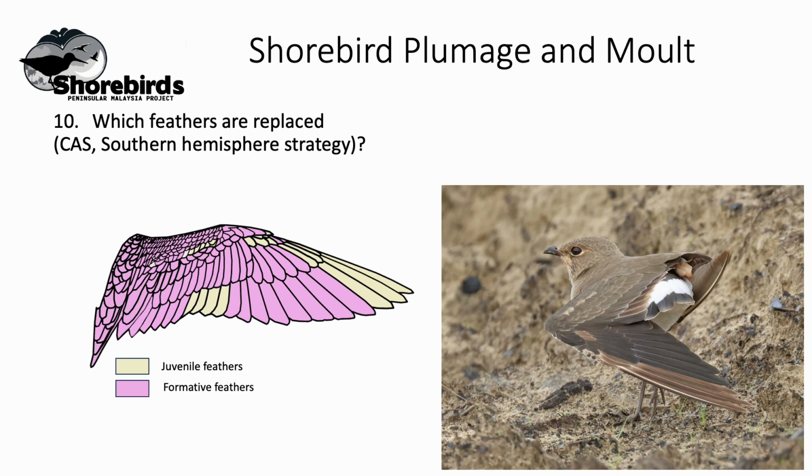In this case, starting from the innermost primary and moving outwards, and then from the outermost secondary and another point somewhere in the middle of the secondaries. So there are 2 nodes where secondary molt has begun.